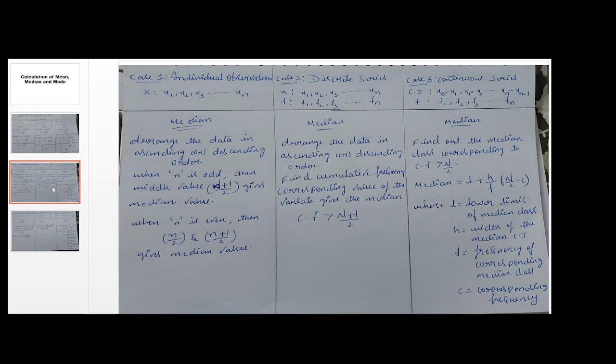Under case 2, that is, when a discrete series is given, median can be calculated by using the cumulative frequency. We have to find out capital N plus 1 by 2. The value whose cumulative frequency is greater than N plus 1 by 2 will give you the value of median. While solving the problems, I'll explain in detail how to do this.